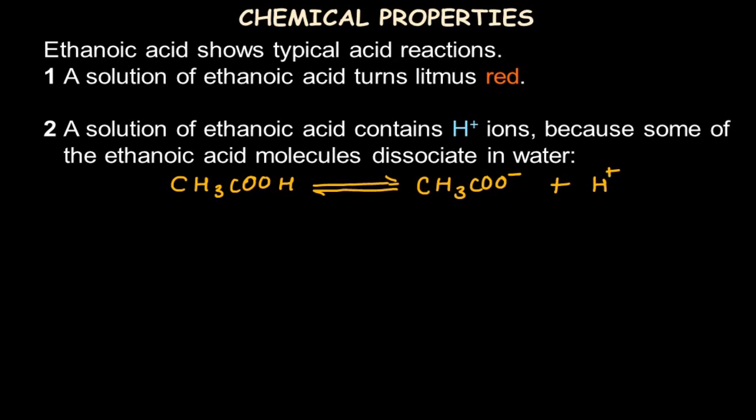Now, the hydrogen ion which dissociates is the hydrogen ion which is bonded to the oxygen atom in the carboxyl group, and this is therefore called a carboxylate ion. Here we can call it the ethanoate ion because it is ethanoic acid, but in general we can call it a carboxylate ion, and it dissociates into ethanoate ion and hydrogen ion.